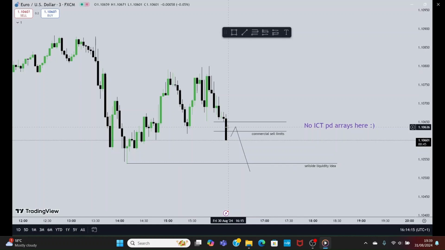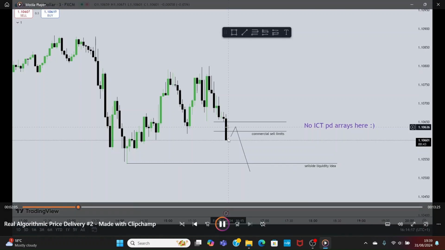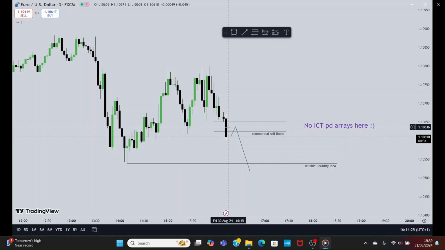But anyways, you've gone past it. I'm expecting price to now retrace here. And let's wait for that to happen. Again, it's a dead time. I do have to speed up the video. I'll put it to like 7x speed at one point.